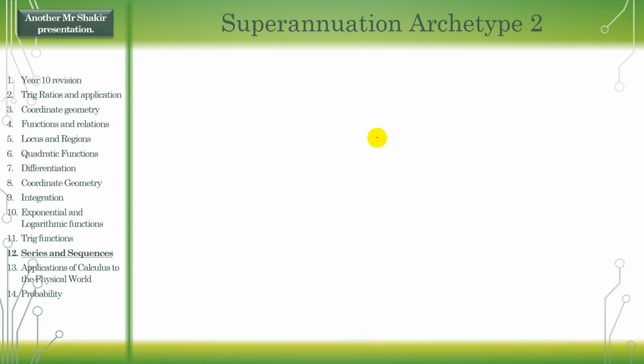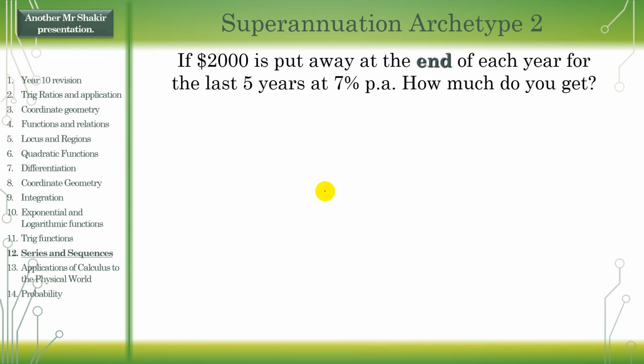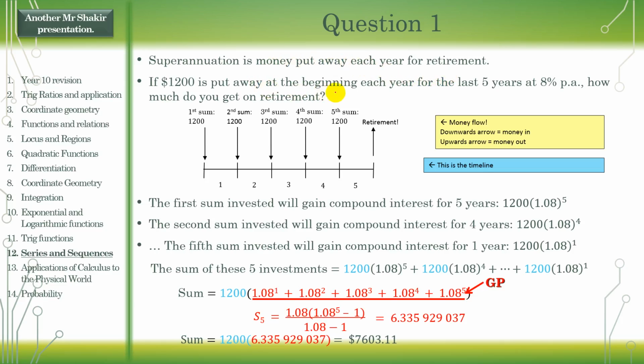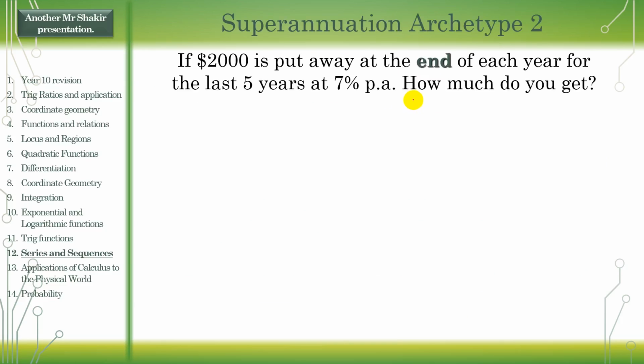Alright, let's look at the second type of superannuation question. So if $2,000 is put away at the end of each year, over here it was at the beginning of each year, right? Now, we're putting money away at the end of each year for the last 5 years, 7% per annum. How much do we get?